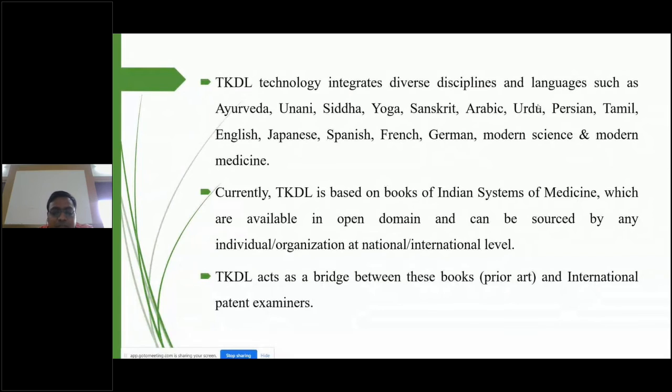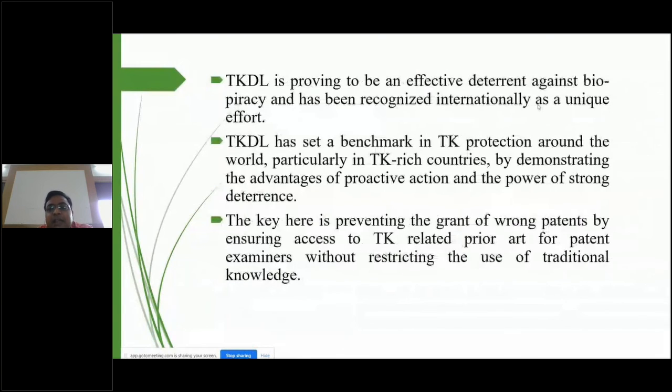The international patent examiners search there. If anyone is going to file a patent on a drug or plant in Australia, the Australian patent examiner searches this literature on TKDL. After that, he proceeds further. So it provides an effective deterrent against biopiracy and has been recognized internationally as a unique effort. It has set a benchmark in traditional knowledge protection around the world, particularly in traditional knowledge-rich countries like India, by demonstrating proactive action and the power of strong deterrence. The key here is preventing the grant of wrong patents by ensuring access to the TK-related prior art.